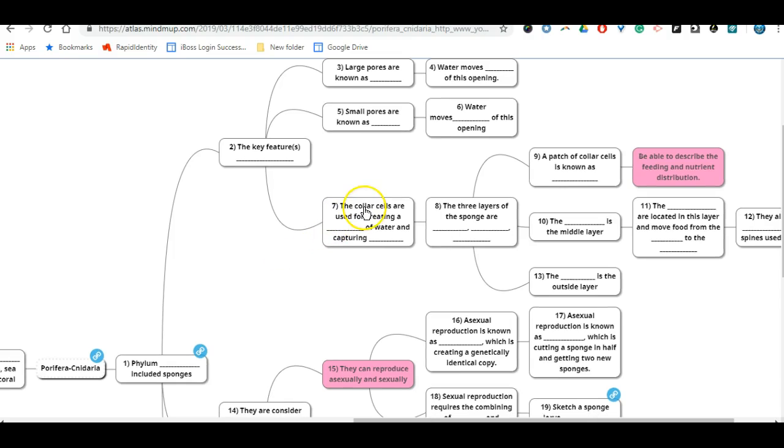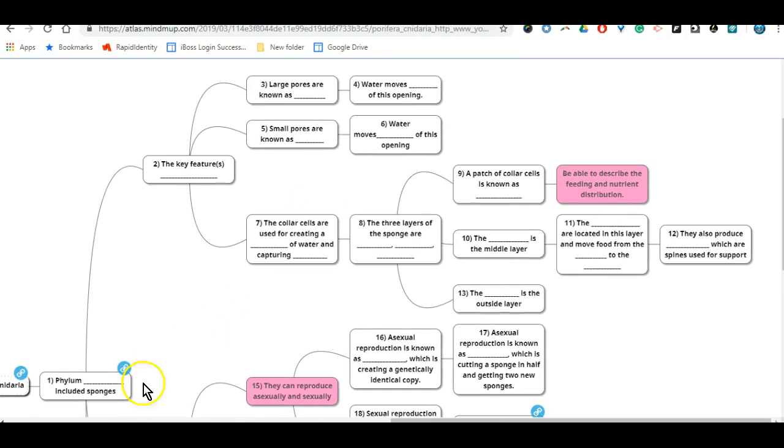Moving on to number 7. So this one is a question I got asked a lot today. Collar cells are used for creating a blank of water and capturing blank. So they're capturing plankton. Even if you put food particles, that's probably okay, but plankton. But what did plankton move on? We covered plankton move on current. So that's what the collar cell is creating with the flagella. As it's wiggling the flagella back and forth, it is creating a current of water, and then it captures the plankton.